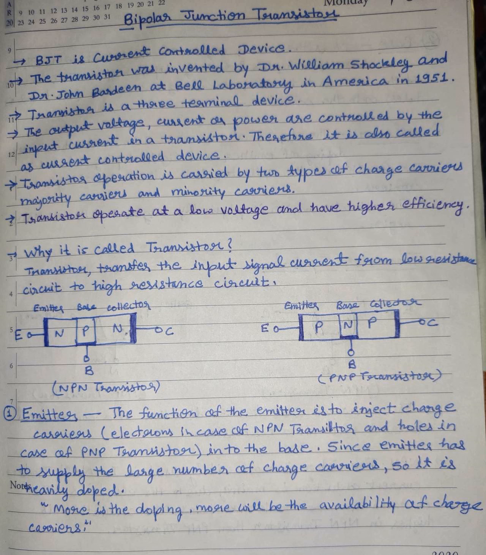The transistor was invented by two scientists, Dr. William Shockley and Dr. John Bardeen, at Bell Laboratory in America in 1951. Transistor is a three-terminal device: emitter, base and collector. The operation of a transistor is carried by two types of charge carriers: majority carriers and minority carriers. Transistors operate at a low voltage and have higher frequency.